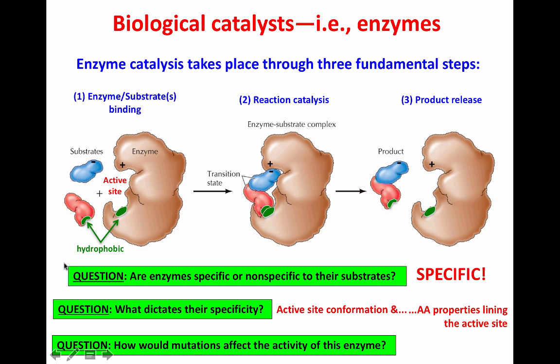A third question I want to ask you is, how do you think mutations would affect the activity of this enzyme? In other words, how do you think mutations, changes in amino acids within the enzyme, might affect this reaction? So let's say, for example, remember this hypothetical positively charged amino acid as shown here. Imagine that this enzyme was mutated so that instead of there being a positively charged amino acid, there was a negatively charged.